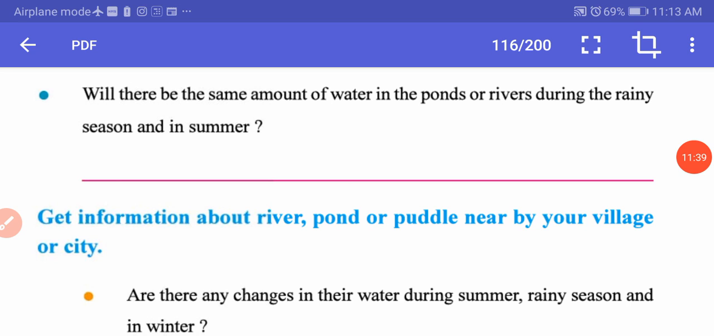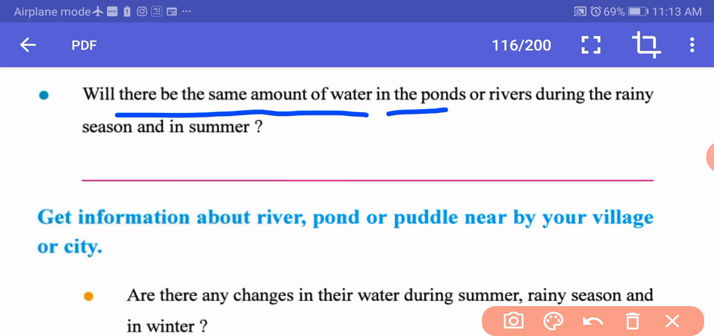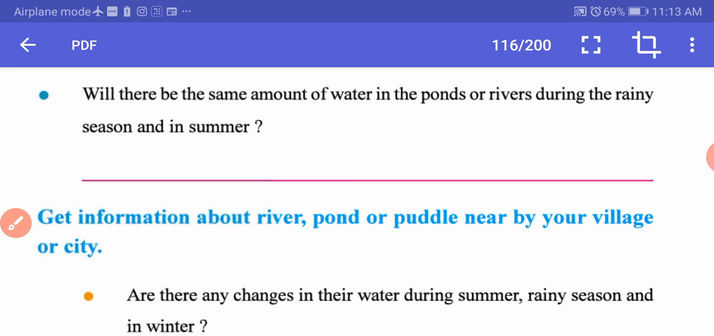Here is a new question. Will there be the same amount of water in the ponds and rivers during the rainy season and in summer? So as I said before, water in rainy season will be more than in summer season. The amount of water will be more in rainy season and the amount of water will be less in the summer season.